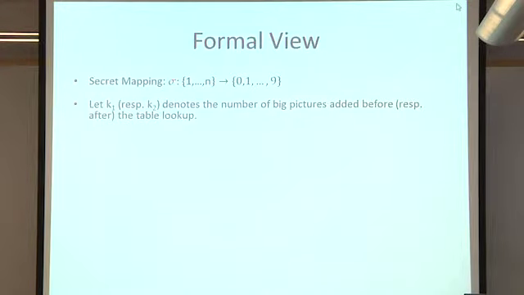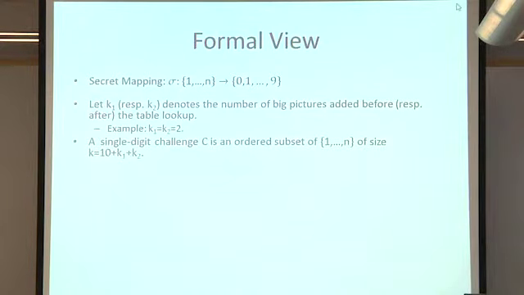OK, so here's a formal view of the scheme that I just showed you. We have a secret mapping, which is just a mapping from n objects to digits. We have K1 and K2. And a single digit challenge is just an ordered subset of size K equals K1 plus K2 plus 10. We need 10 images for the lookup table. So in the examples I was showing you, K was equal to 14, but we could adjust the scheme by changing the values of K1 and K2.